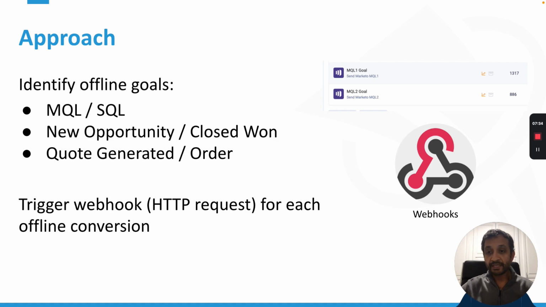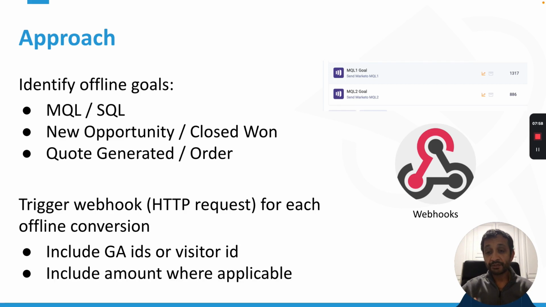The most common way that we actually capture these offline conversions is triggering a webhook from the source platform for each offline conversion. A webhook is simply an HTTP request that's made to our system. And again, these webhooks will have to include the Google Analytics IDs, if that's what you're storing on the back end, or the visitor ID if you're taking that approach. And importantly, where you do have an amount, like an opportunity value, a close-won value, an order value, you want to include that because you'll be able to send that as well to Google Analytics in either the event or order that you'll be submitting.